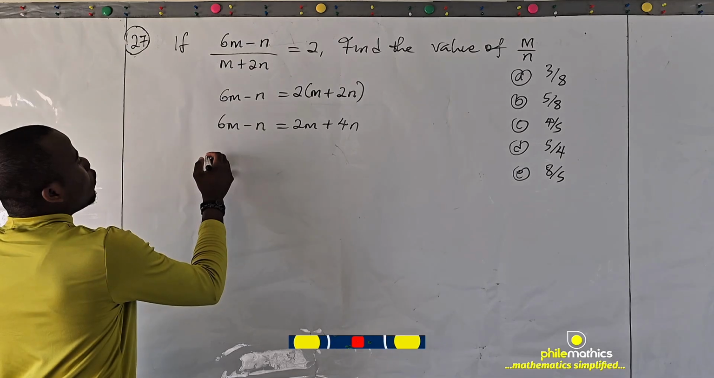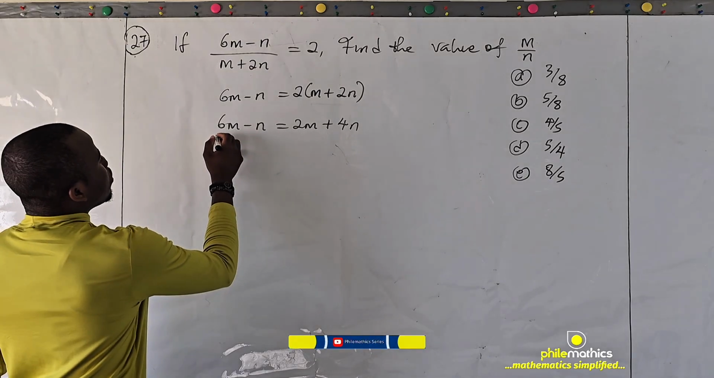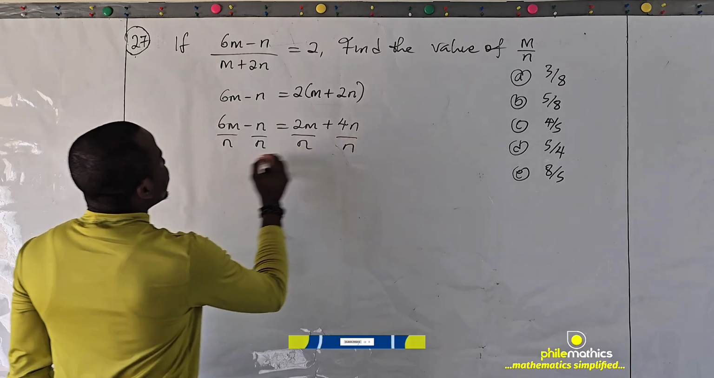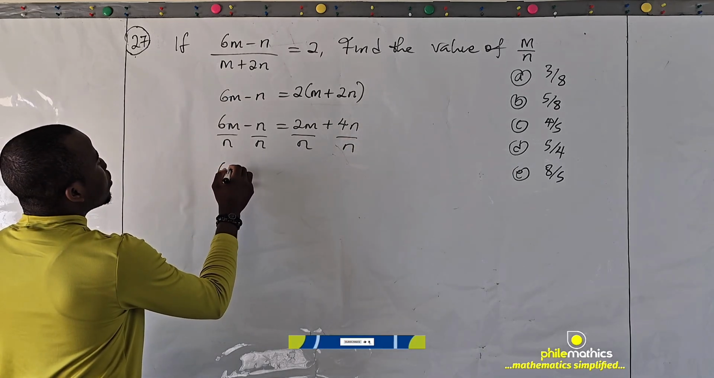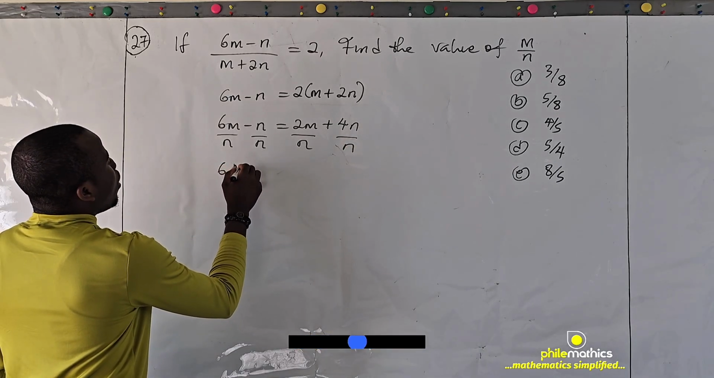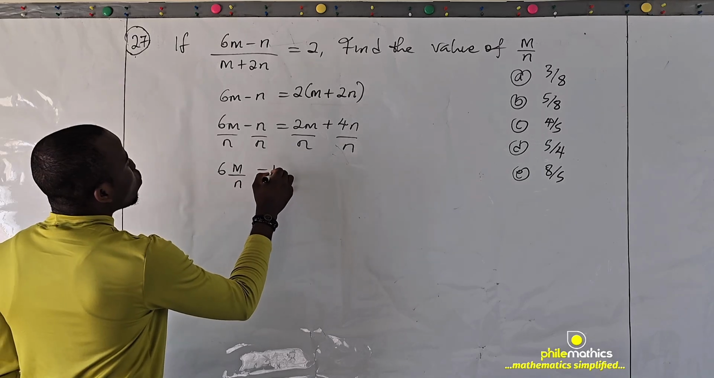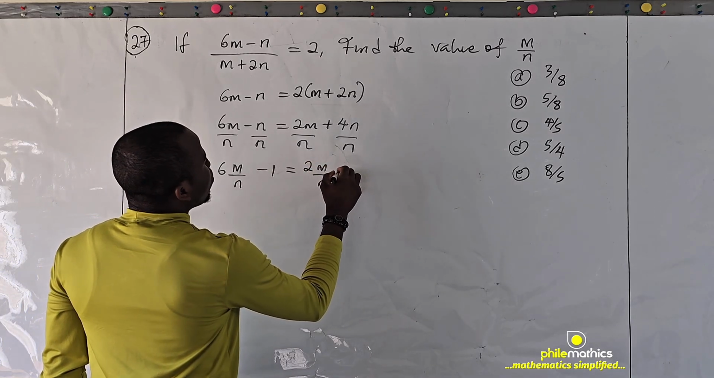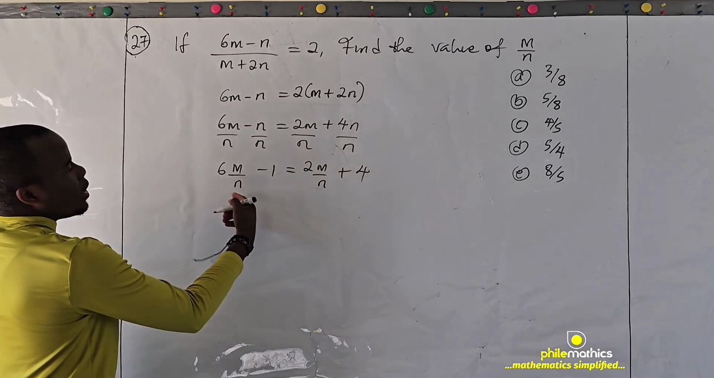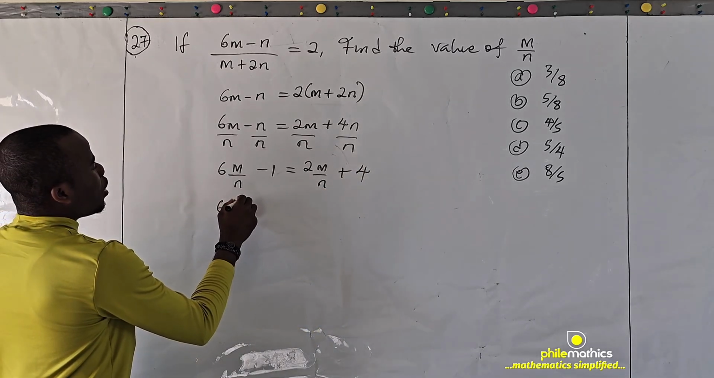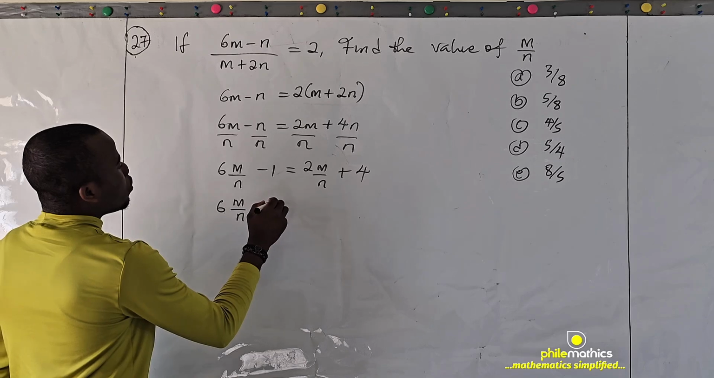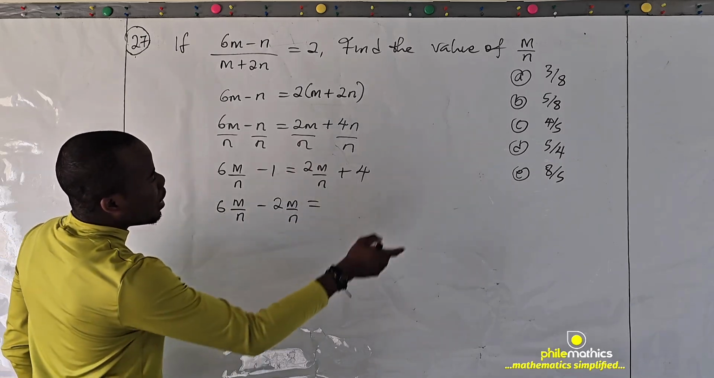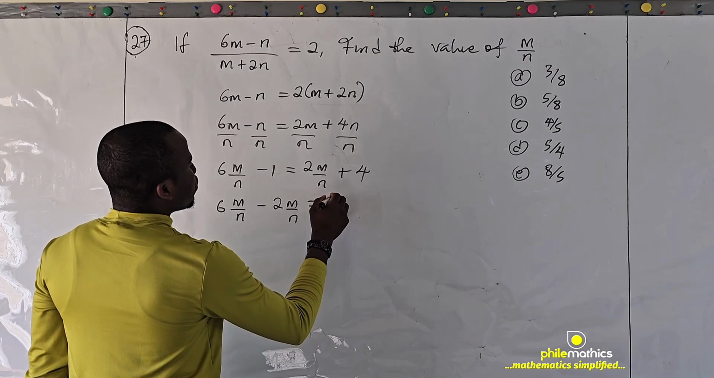And so to do that, we'll divide by n. We'll have 6m over n minus 1 equals 2m over n plus 4. And so I can take this on the left hand side. This is 6m over n minus 2m over n equals, I can take this to the right, 4 plus 1.